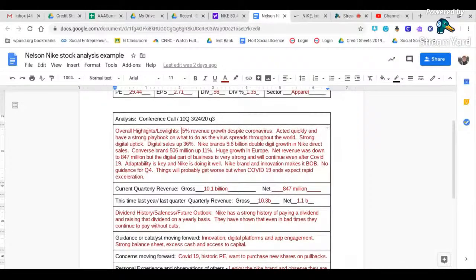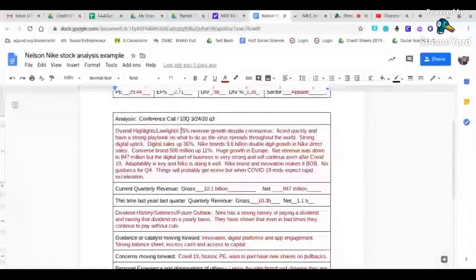They're very confident that as soon as COVID-19 ends, they're going to have a strong uptick. They're very adaptable, and Nike is doing well. The brand and innovation make it a best of breed stock. There's no guidance for quarter 4 because probably next quarter is going to be bad too. Things will probably get worse, but when COVID-19 ends, Nike expects rapid acceleration.